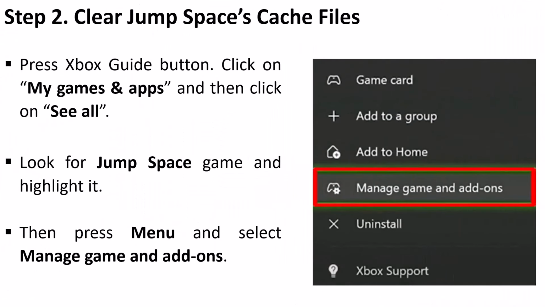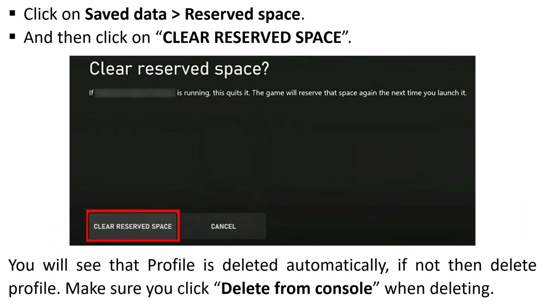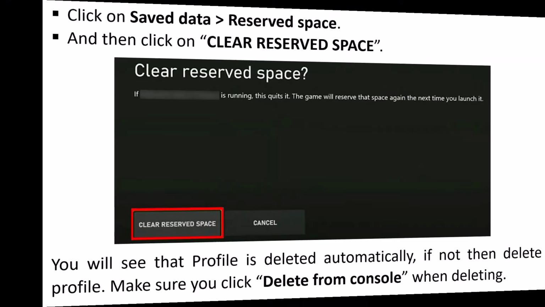Step 2 is to clear Jump Space cache files. Press Xbox guide button, click on My games and apps and then click on See all. Look for Jump Space game and highlight it. Then press menu and select Manage game and add-ons. Click on Saved data, Reserved space and then click on Clear reserved space. You will see that profile is deleted automatically. If not, then delete profile. Make sure you click Delete from console when deleting.